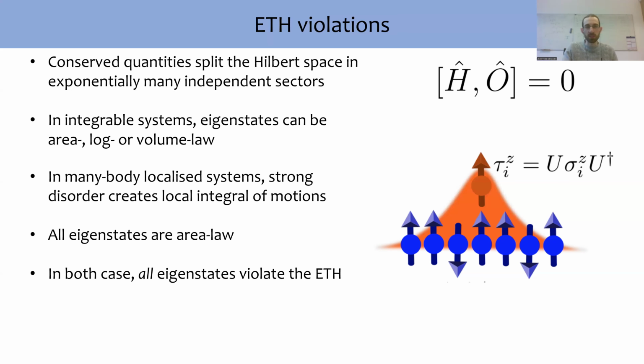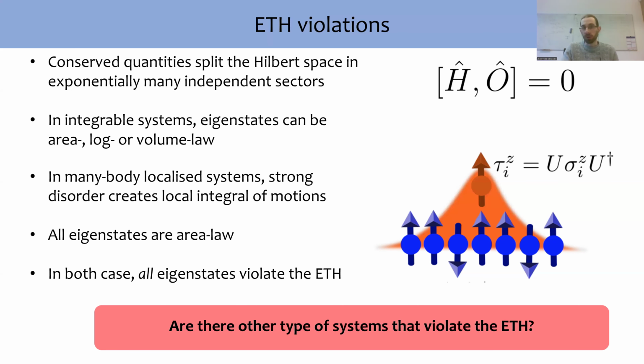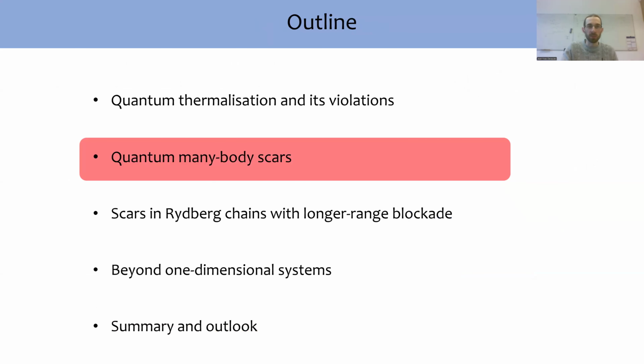And of course, the question is, are there some other types of system that violate ETH, maybe in a more subtle way, where I still have some thermal states, but also some non-thermal states? And well, this is exactly what these quantum many-body scars are.